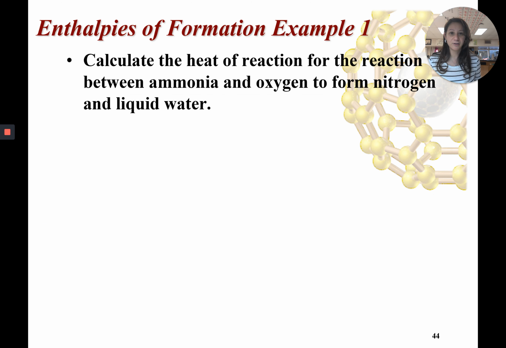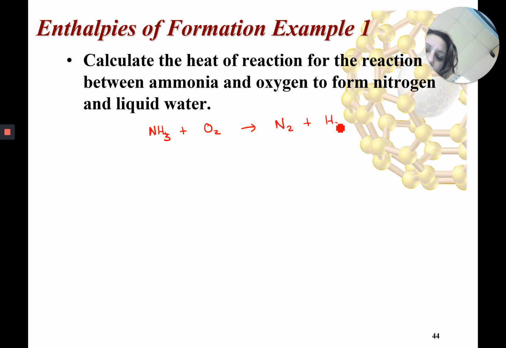So let's try a couple of examples. Example 1 says, calculate the heat of reaction for the reaction between ammonia and oxygen to form nitrogen and liquid water. The first thing you want to do is write out your equation. We are reacting ammonia, which is NH3, and we're going to add oxygen to it to form nitrogen and liquid water. Let's balance it.